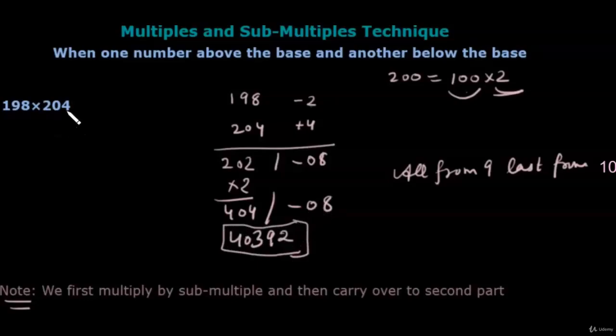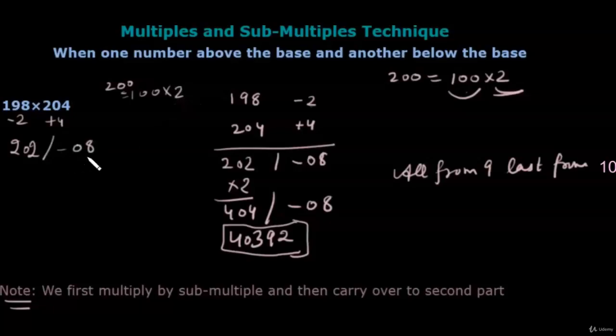And if we want to do mentally, this is 2 less than the base. This is 4 more than the base 200. We can write first part by adding 4 to 198 or subtracting 2 from 204. The first part becomes 202. For the second part, we will multiply these two. This will give us negative 8, but this has to be a 2-digit number because base is 100 and 2 is submultiple. Second part has to be 2-digit number.